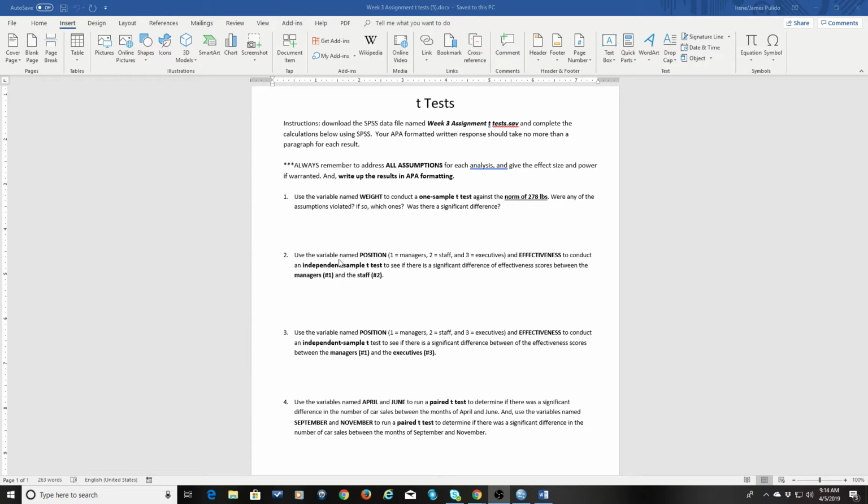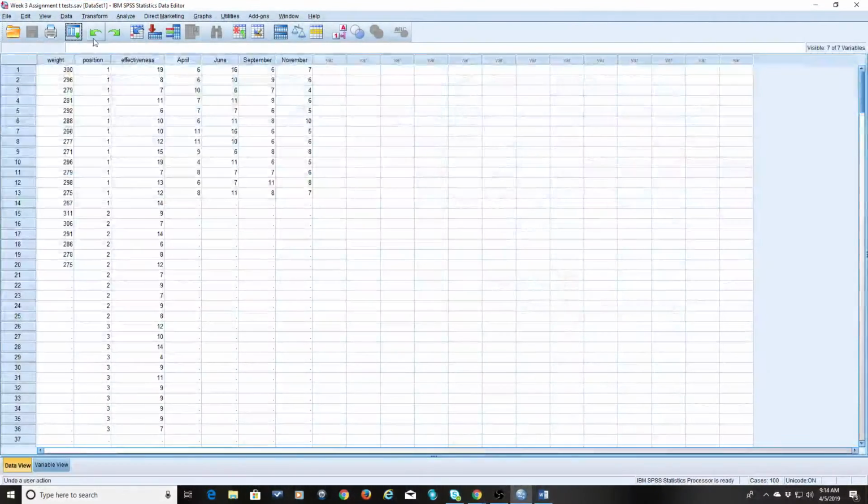It says, use the variable name's position and effectiveness to conduct an independent sample t-test to see if there's a significant difference of effectiveness scores between the managers and the staff. Now notice that they're coded 1 and 2. Let me explain that. Let me minimize this, go into our data set. Over here where it says position, we've coded the positions 1, 2, and 3. 1 being the managers, 2 being the staff, and 3 being the executives. Okay, and here's my variable here of effectiveness.